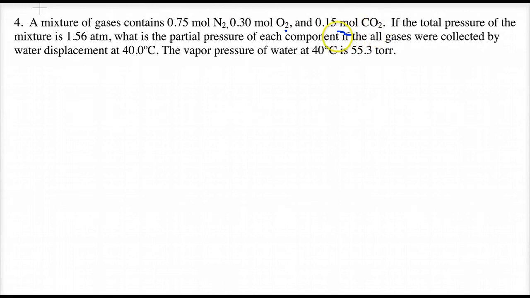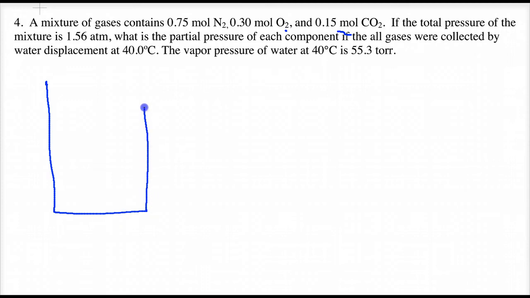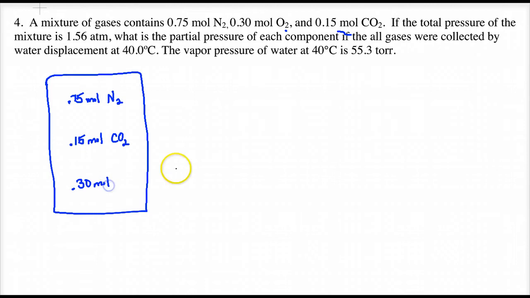of CO2. And I'm in a tank or some kind of flask or container, so I like to draw, and I have 0.75 moles of nitrogen, and I have 0.15 moles, notice I'm keeping the E off because I'm cool, of CO2. Why I jumped to CO2 is beyond me. And I have 0.30 moles of O2 in this flask.